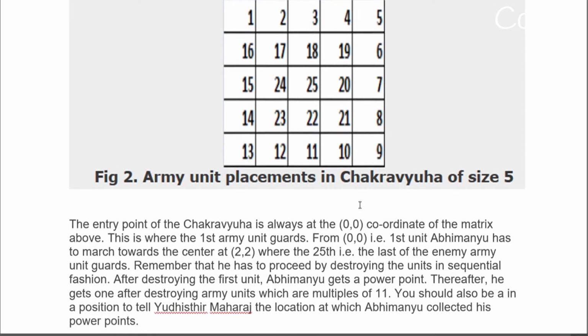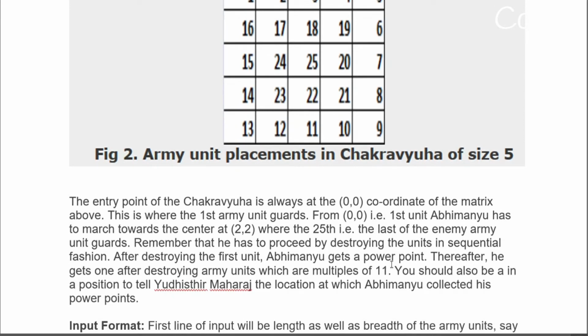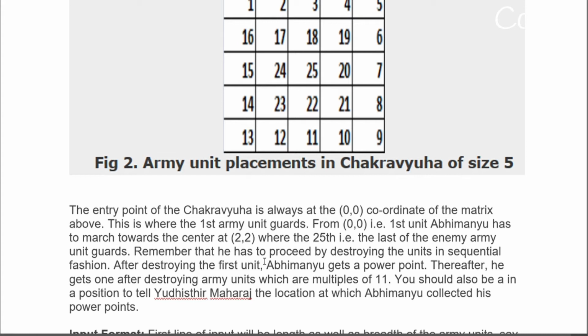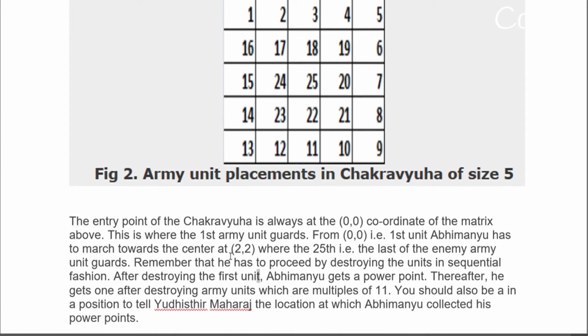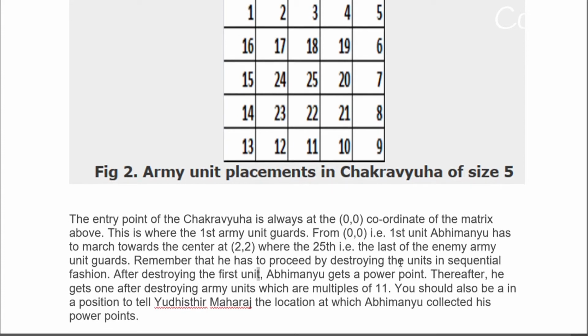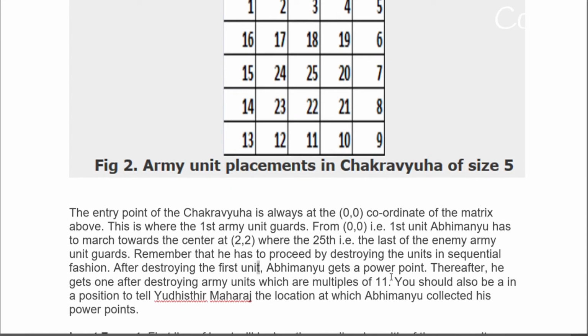After destroying the first unit, Abhimanyu gets a power point. It is a given that he will definitely get a power point after destroying one. Thereafter he gets one after destroying army units which are multiples of 11. So if he destroys 11, he gets one power point. After that, if he destroys 22, he gets one power point. And if there was 33, he would have gotten another power point, but he can't. So we have to calculate the total number of power points that Abhimanyu is supposed to gather.